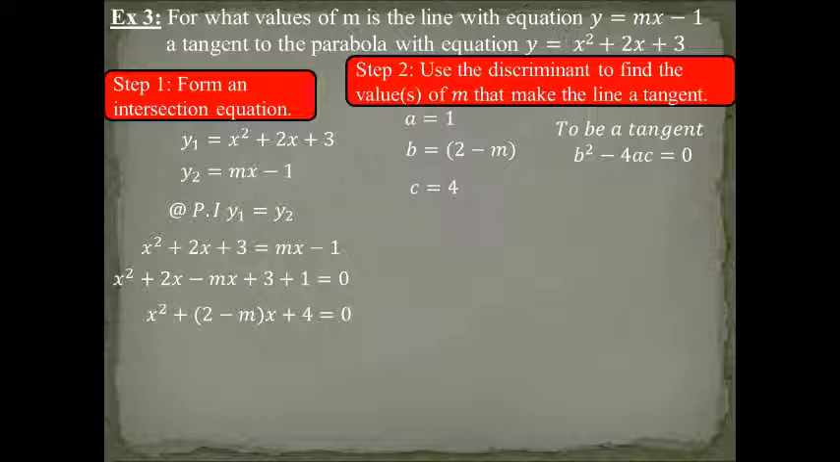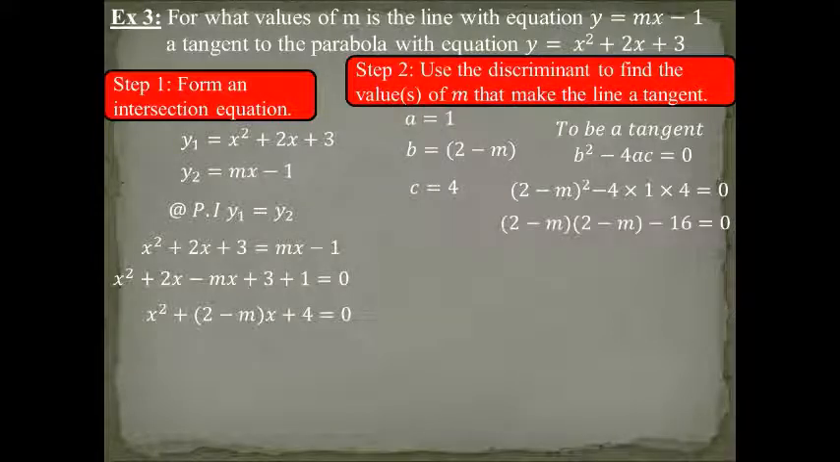So for you to be able to solve for an unknown in an equation, you've got to know a fact that allows you to create an equation. So in this question, we've created an equation. So subbing in the values, we get 2 minus m all squared minus 4 times 1 times 4. Simplify the algebra, i.e. multiply out the square, the double bracket, and we get m squared minus 4m minus 12 equals 0.